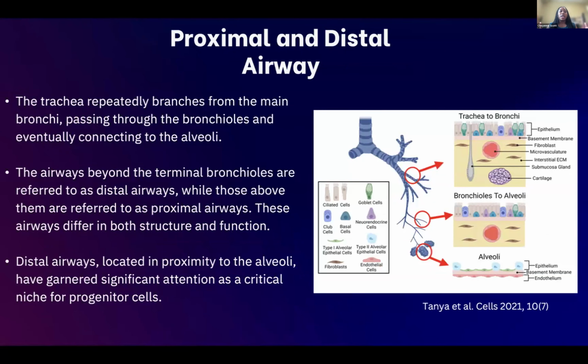When we talk about proximal and distal, the trachea repeatedly branches from the main airway, which leads to the alveoli, as I discussed earlier. The upper part of the lung is what we call proximal. So when I refer to a proximal airway, we're looking at the larger airways, and distal is located down here closer to the alveoli. So there's that difference here. And then the basal cells are located throughout here in the epithelium.